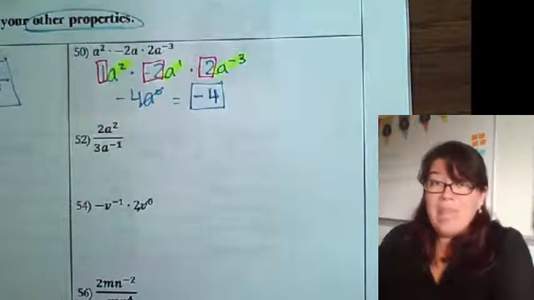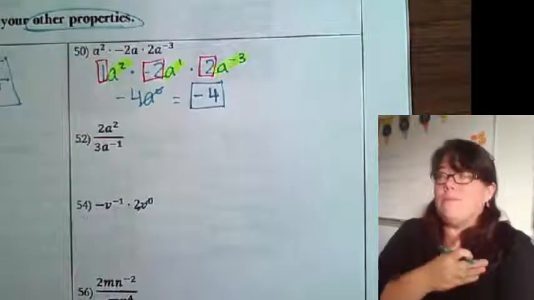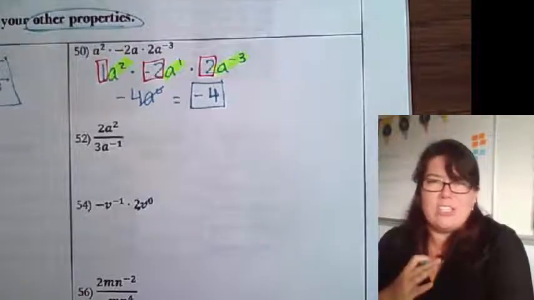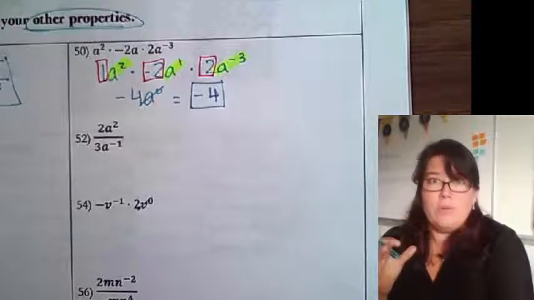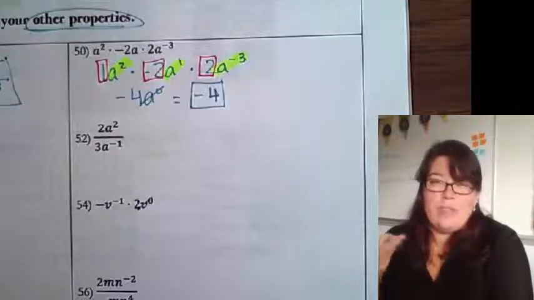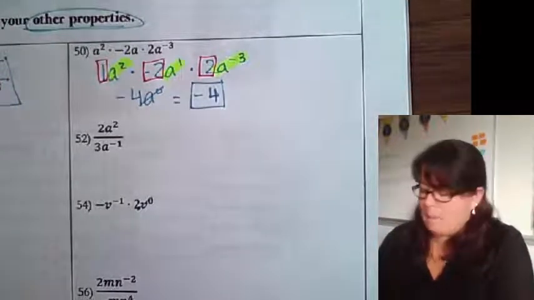That's awesome. That's why sometimes you want to use your properties before you dive into your negative exponents. Try to do everything else that you can first, then deal with your negative exponent, then see if you have to go through the process again to deal with anything else, because you never know what's going to happen.